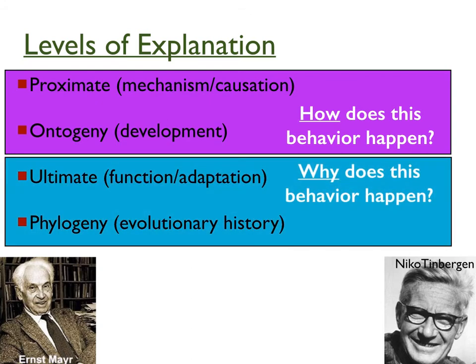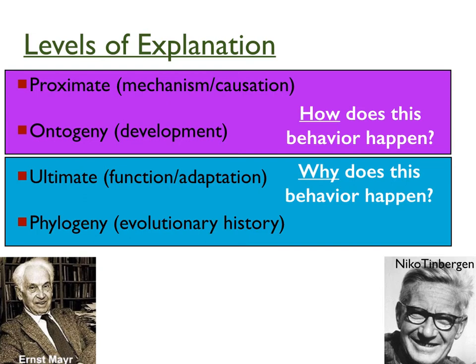The other 2 are why questions. Why does this behavior happen? So an ultimate, a functional explanation would be, why does this bird migrate south for winter? And it might be because there's not enough food in the area and the bird will starve if it stays where it is. So it increases this bird's survival and reproductive success. Phylogeny says this bird migrates because its ancestors migrated, and it's part of the species history that has made the species successful in the past and made its ancestors successful.